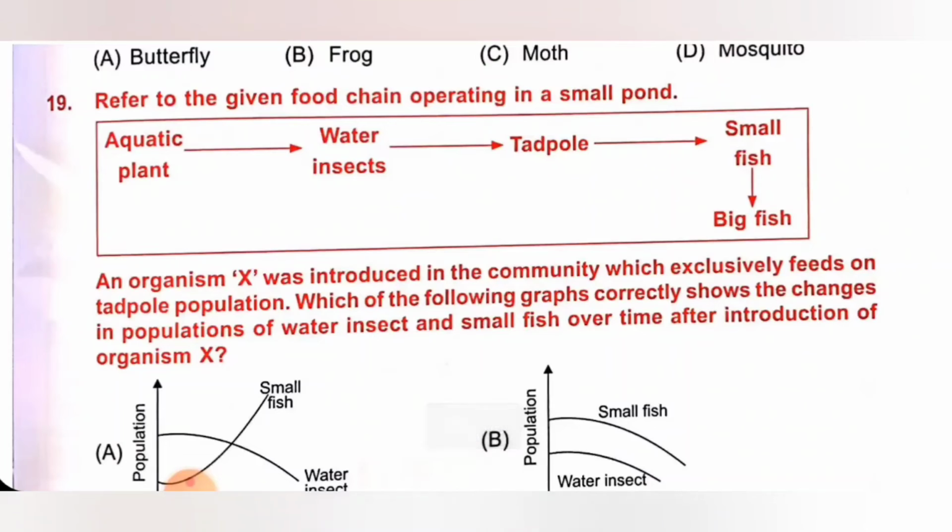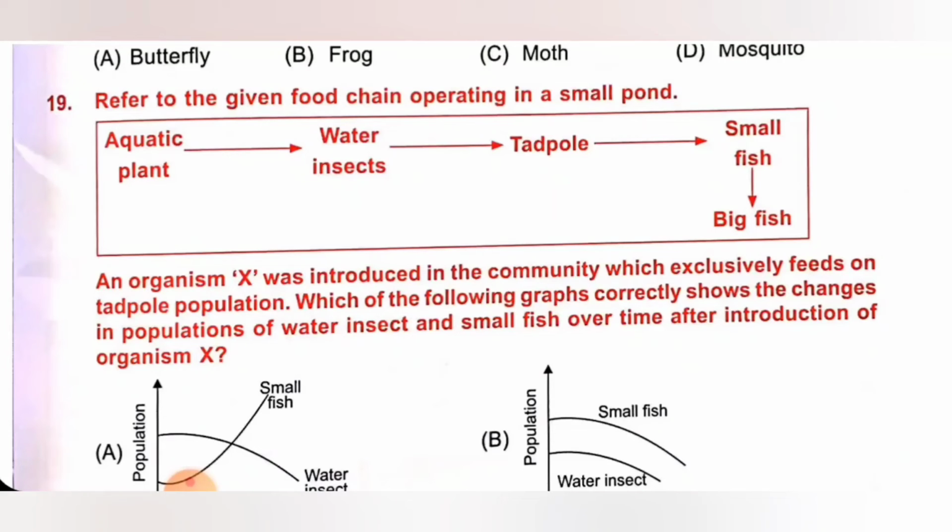Refer to the given food chain operating in a small pond. Aquatic plant, water insects, tadpole, small fish and big fish. An organism X was introduced in the community which exclusively feeds on the tadpole population. Which of the following graphs completely shows the changes in the population of water insects and small fish over time after introduction of organism X?